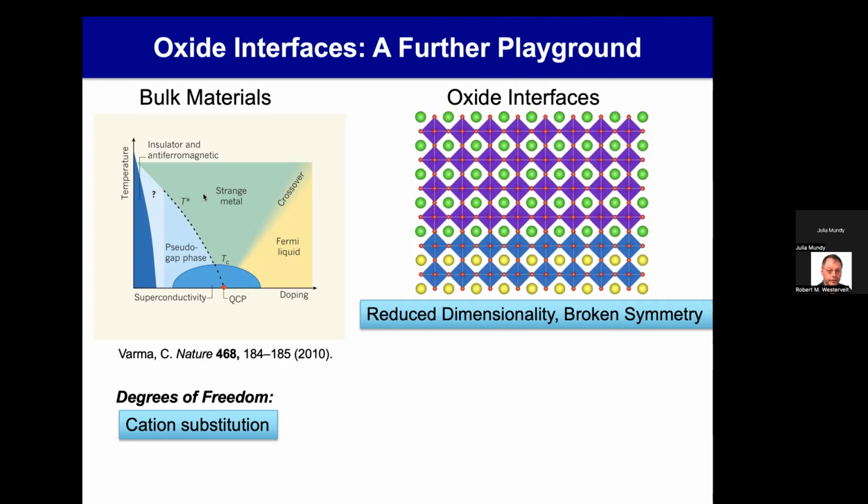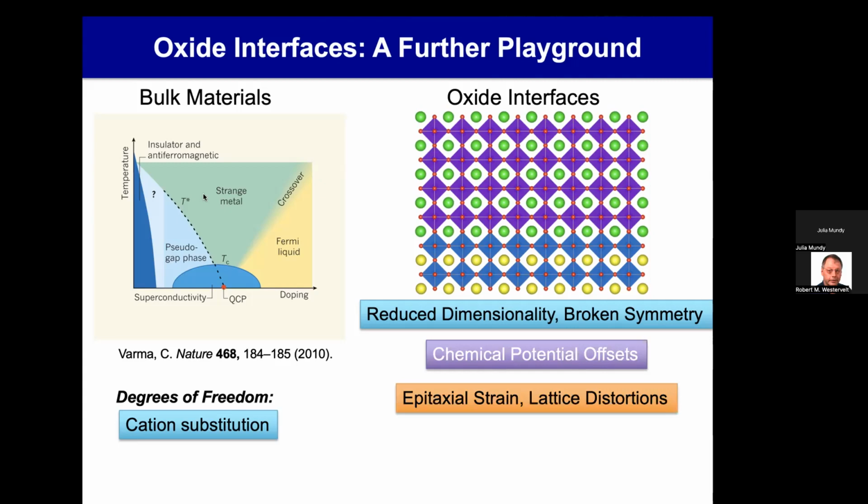Yeah, we deposit it on a hexagonal surface, and it hasn't worked yet, so it's okay. But yeah, okay. Another one, we can play with chemical potential offsets. So this is some of the electrostatics at the interfaces, so that we can play with and modify things. Another one is this epitaxial strain.